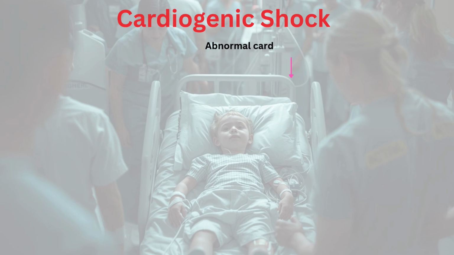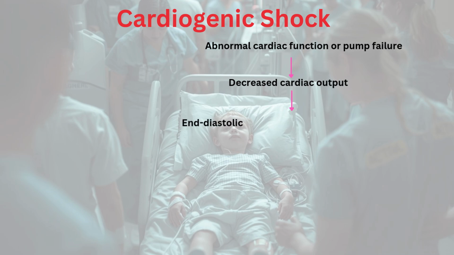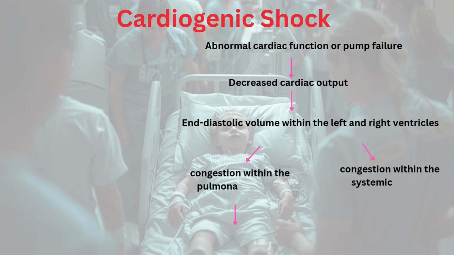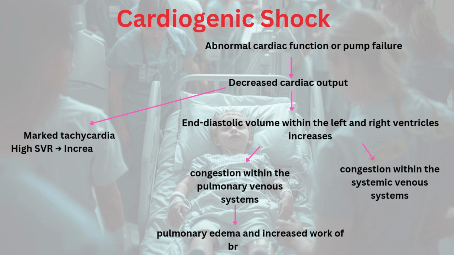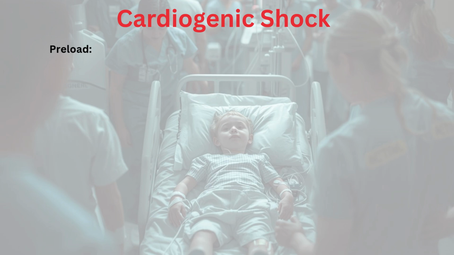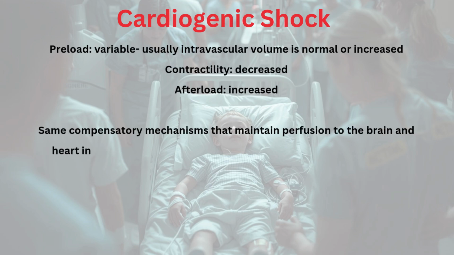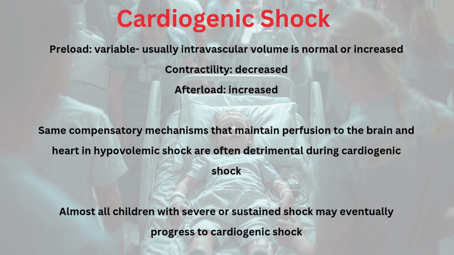Cardiogenic shock is a primary pump failure, leading to a profound decrease in cardiac output. This causes end diastolic volume to increase, leading to congestion within the pulmonary and systemic venous systems, resulting in pulmonary edema and increased work of breathing. There will be marked tachycardia and high SVR, causing increased left ventricular afterload. Preload is variable, but contractility is markedly decreased and afterload increased. The body's normal compensatory mechanism of increasing SVR is actually detrimental here, as it increases the afterload the weak heart must pump against. All children with severe or sustained shock eventually progress to cardiogenic shock.